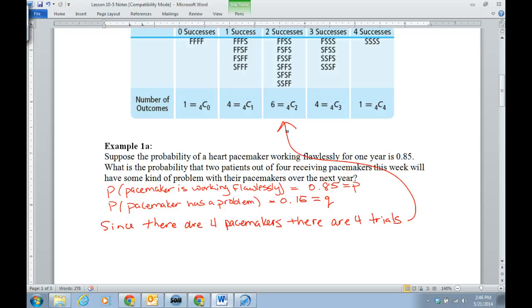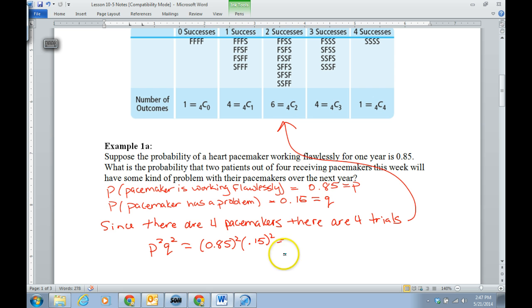All right. So, why did you choose that? Because there are 2 successes and 2 failures in each of these combinations. It's just because it's half and half. Yeah. So we're just looking at only 2, actually. Okay. So the probability of each of these outcomes is p squared q squared. Okay. So the probability of the pacemaker working flawlessly, 0.85 squared. And the probability of it not working well is 0.15 squared.